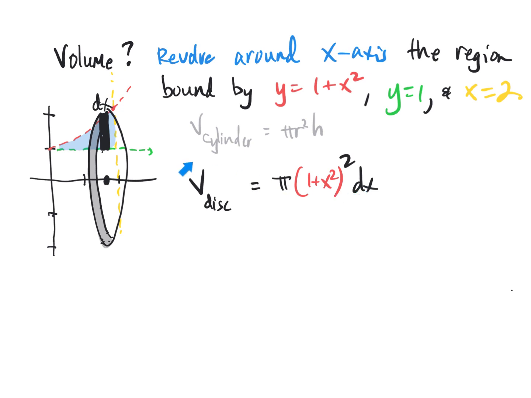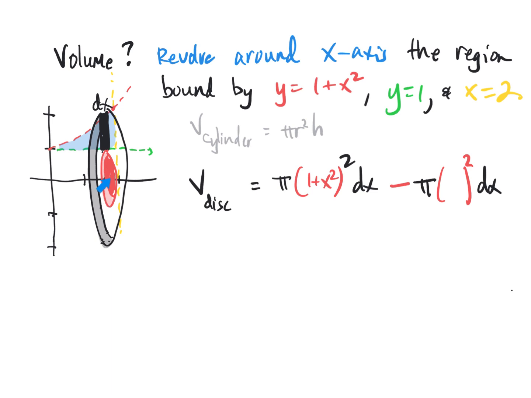But since we're only talking about this rectangle, we don't want everything on the inside. That is, we're cutting out the hole. So we're going to subtract that hole. And again, it's just a cylinder. So the volume of that red cylinder, the red hole, is pi times its radius squared times its height.